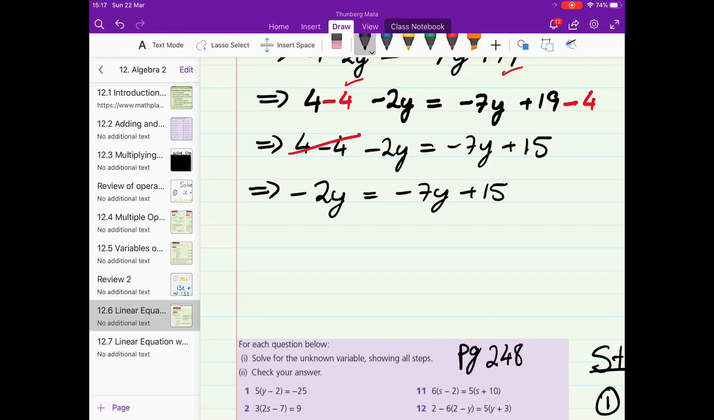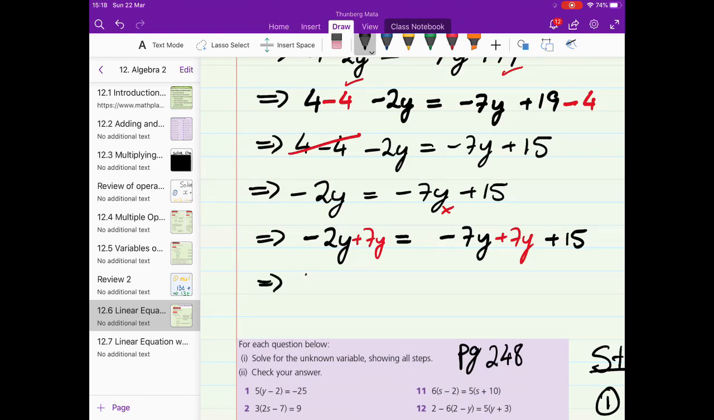Now, what I'll want to do is have a look and see what's not in the correct position. Well, that minus 7y, I want that to be on the left-hand side of the equation. So now I have negative 2y is equal to negative 7y plus 15. So what I want to do is add 7y here so that those two can cancel each other out. But to do that, I'll have to add 7y to this side as well.